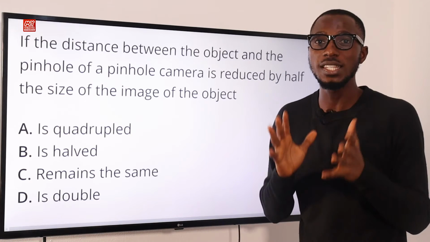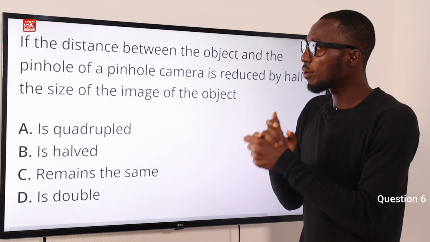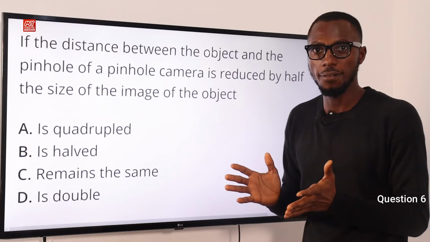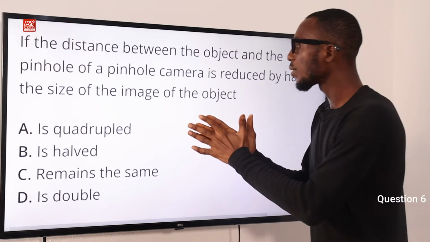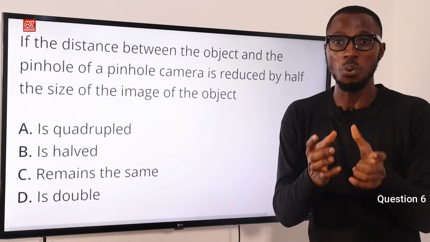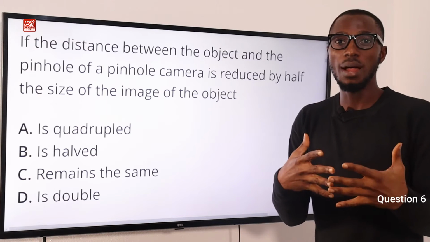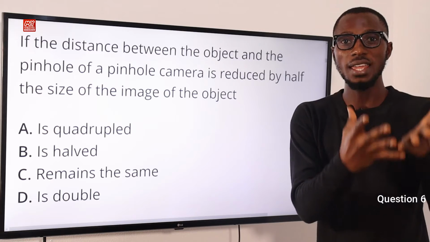So we have question 6 to tackle. If the distance between the object and the pinhole of a pinhole camera is reduced by half, you are reducing the object distance by half, the size of the image of the object will do what? It is going to be doubled. So for a pinhole camera, when you reduce the object distance, you are going to have a larger image.